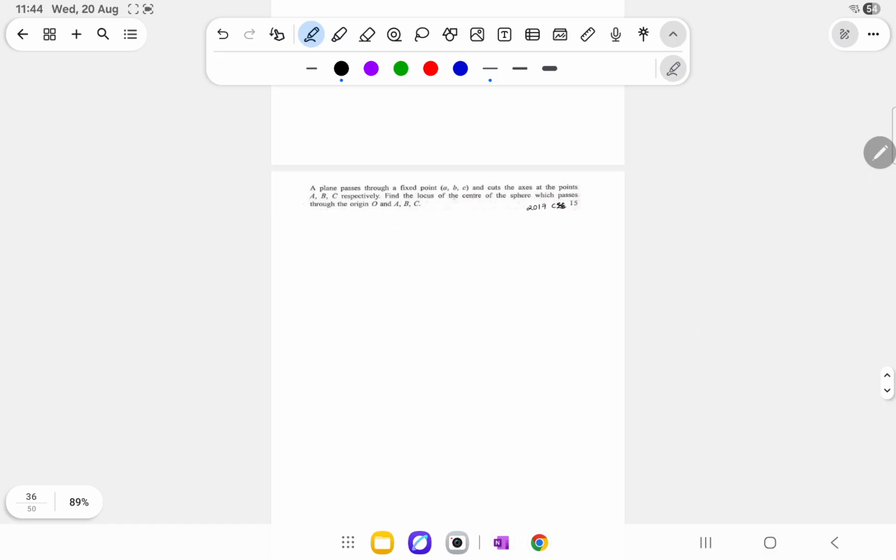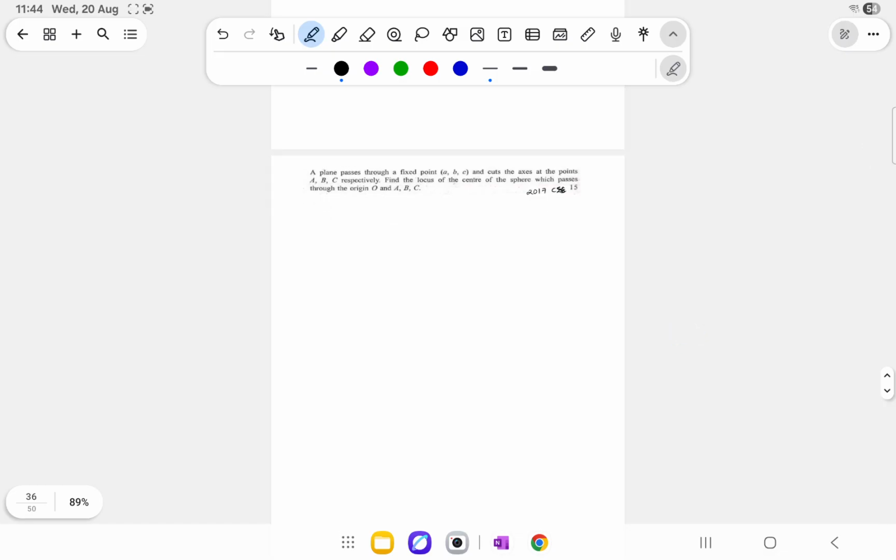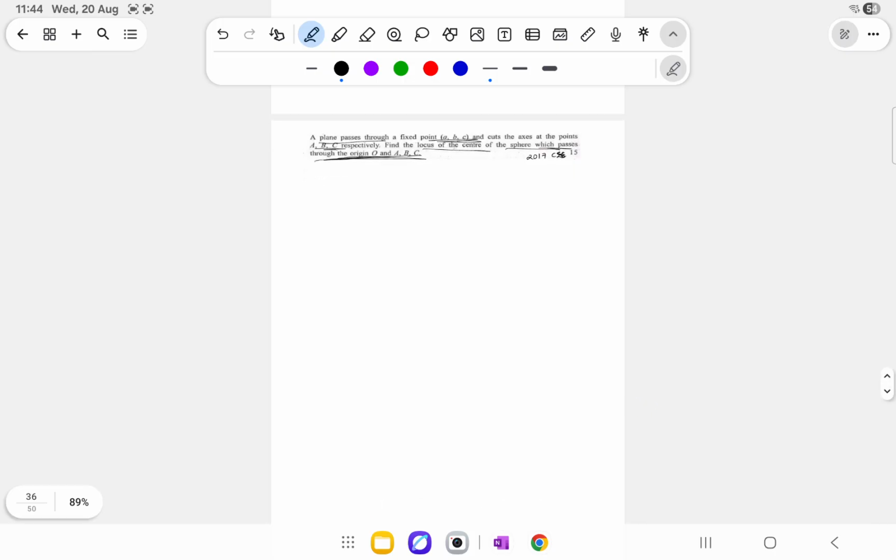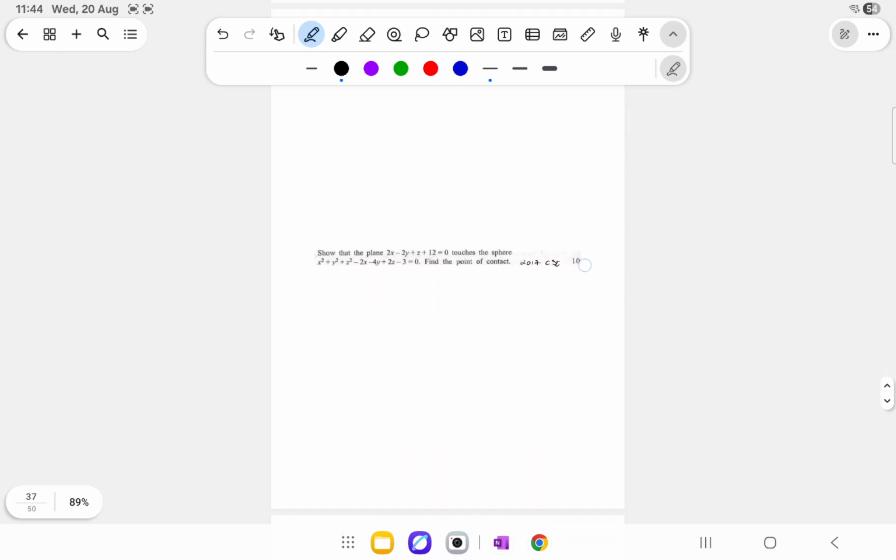So it further asks us to find a plane which passes through a fixed point and cuts the axes here. So find the locus of the center of the sphere which passes through the origin and O, A, B, C. I think we have done this question earlier. I guess this is a repeated question. So let's move on. The first question we did was this one only. So let's move on to the next question.